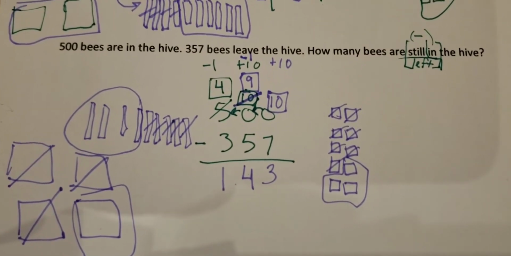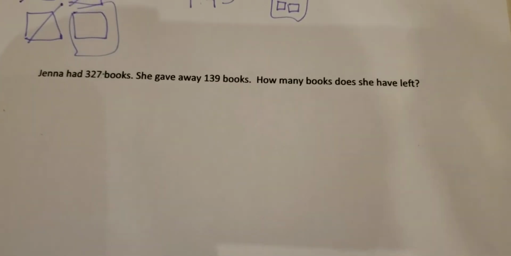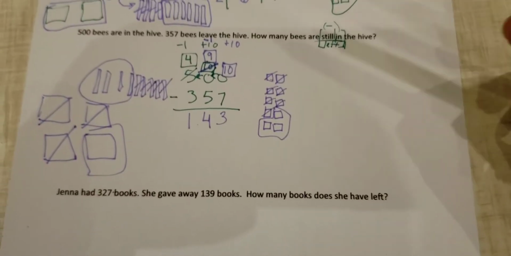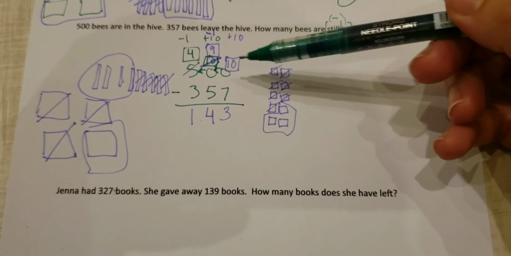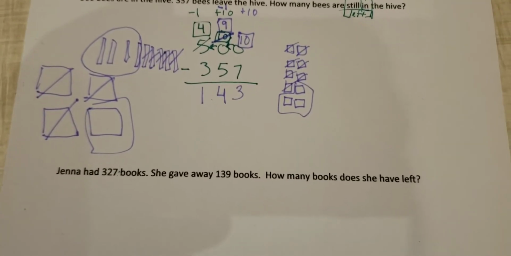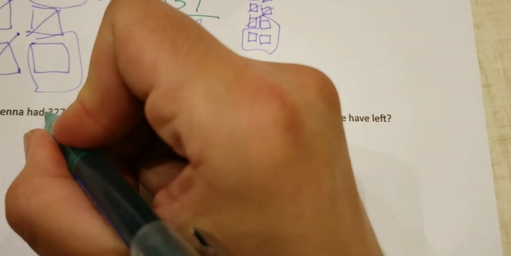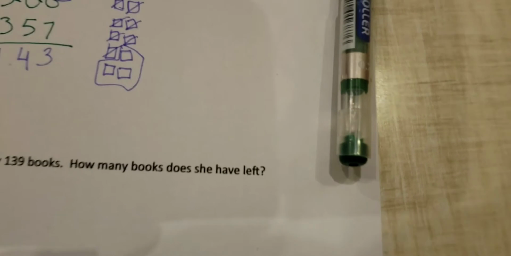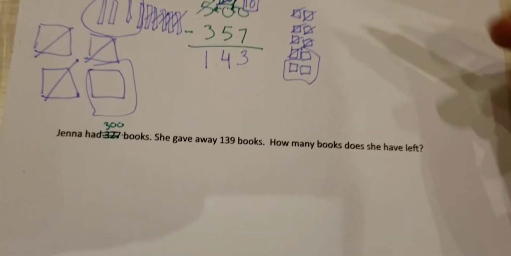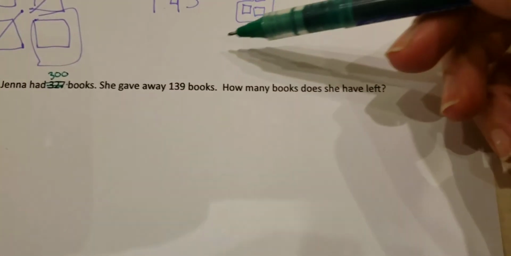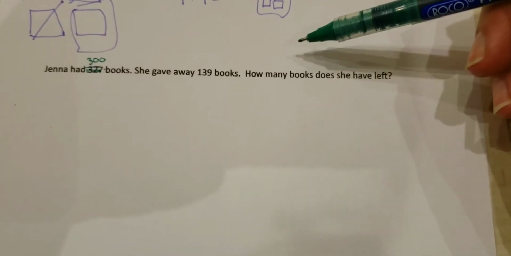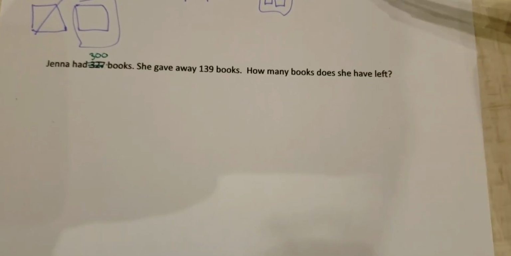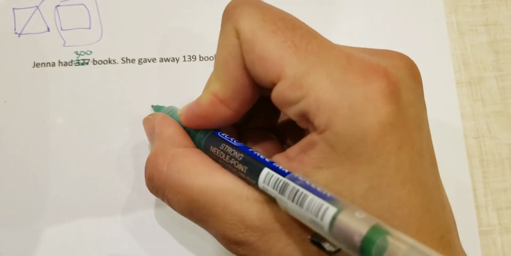Okay, let's try another problem. I'm going to change the numbers just a little bit to give you another example of subtracting across zeros. I'm actually going to change this number here to 300. So Jenna had 300 books. She gave away 139 books. How many books does she have left? Start with the big number.